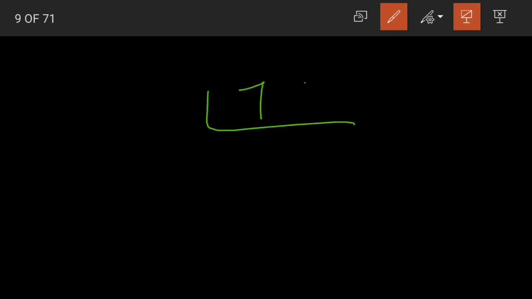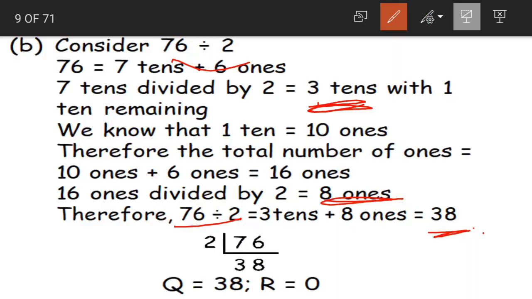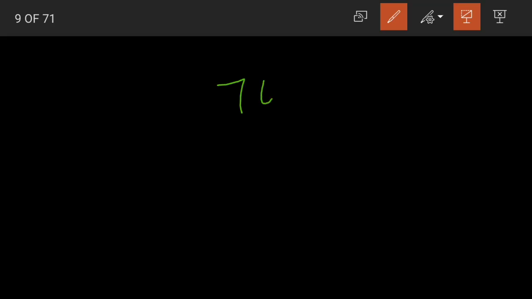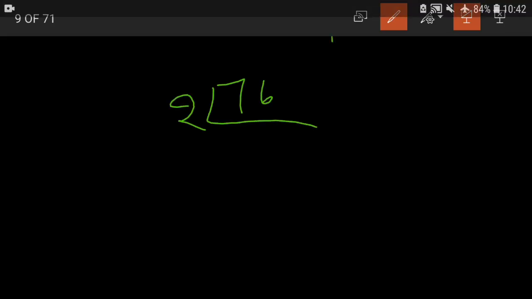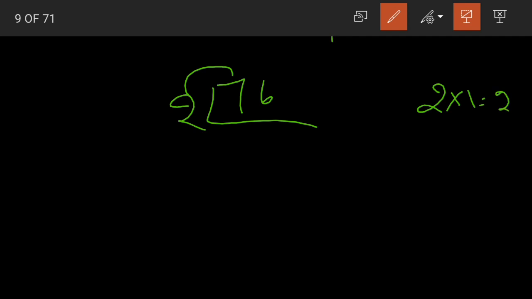See, 70. What was it? 76, right? Yes. 76 divided by 2 in the short division method. Now first what we'll do, we'll take 7. Let me write the 2 table here so that you'll be able to understand it clearly.